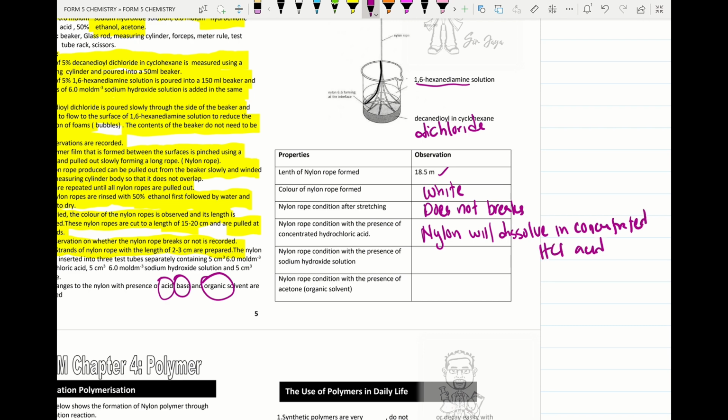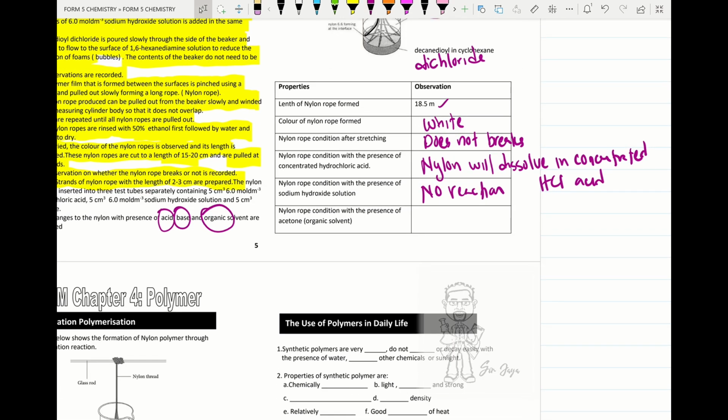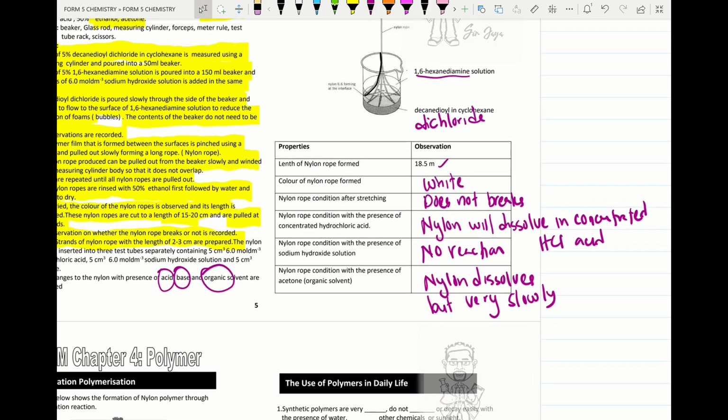Next, the nylon rope condition in the presence of sodium hydroxide solution: no reaction, so it won't dissolve in the concentrated alkaline solution. Nylon rope condition in the presence of acetone, which is an organic solvent: the nylon dissolves but very slowly. So these are the properties that students will get when they do the experiment.